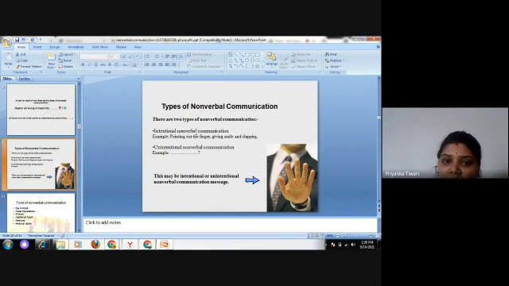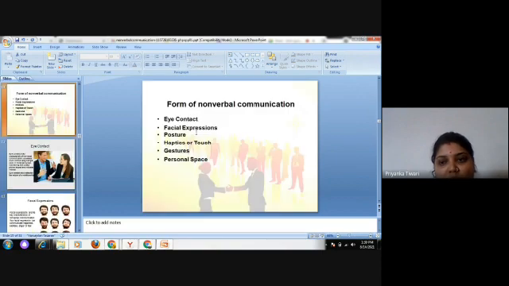Intentional non-verbal communication, for example pointing a finger, giving a smile, and clapping. Unintentional non-verbal communication; messages may be intentional or unintentional. Forms of non-verbal communication: eye contact, facial expressions, posture, touch, gestures, and personal space.